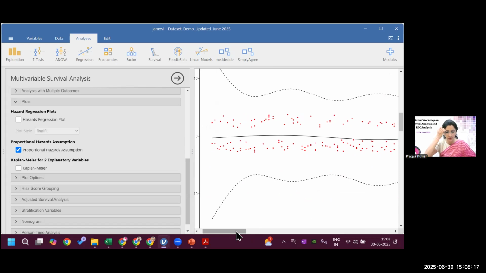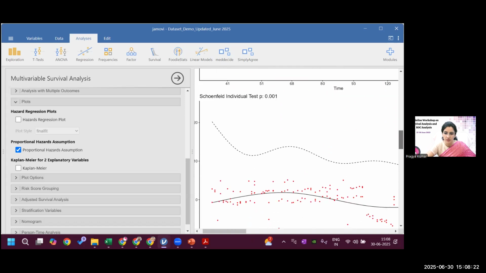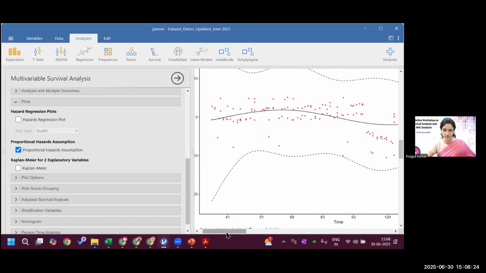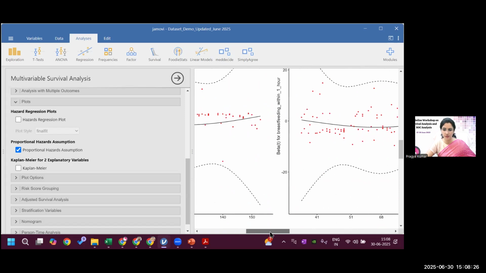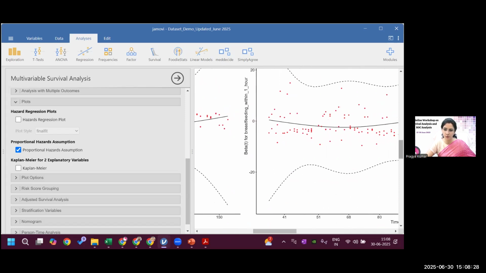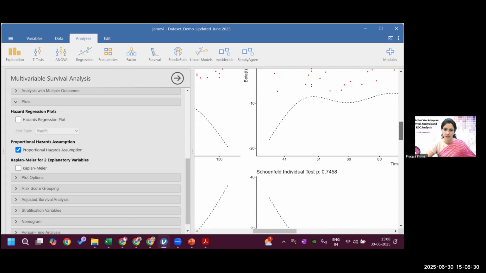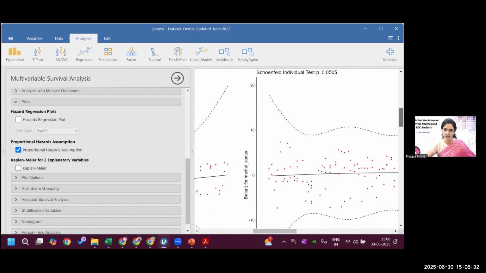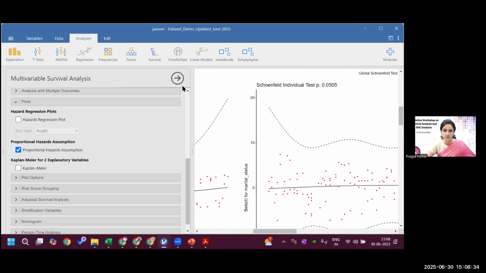Why is it giving only for 3? Let me check. 1, 2. No, it is coming. Here it is. When you scroll it towards the right, this is for the marital status.